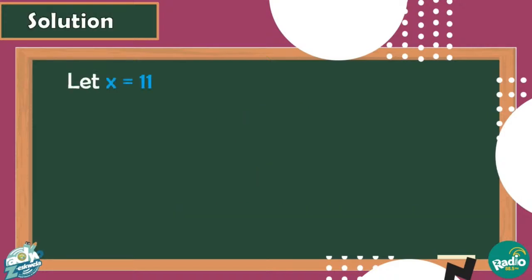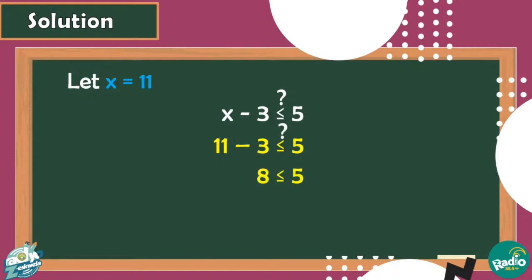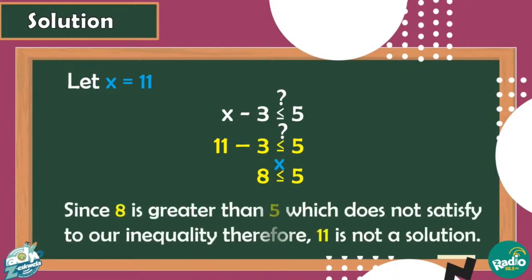How about x is equal to 11? Using our given inequality, substitute the value of x, which is 11, and it will become 11 minus 3 is lesser than or equal to 5. And the result is 8 lesser than or equal to 5. Is this true? Since 8 is greater than 5, which does not satisfy our inequality, therefore, 11 is not a solution.